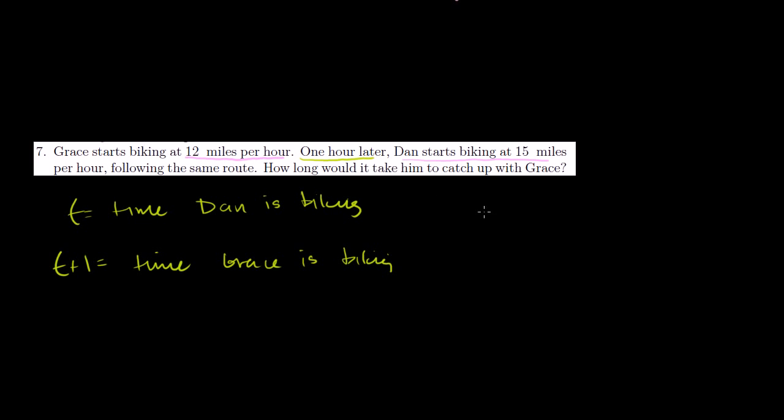And we just have to remember that distance is equal to rate times time. So Dan's distance is going to be equal to 15 miles an hour times the time in hours. This is Dan's distance. And then Grace's distance, let's say D for Grace, that's her distance is going to be equal to 12 miles an hour. And her time, in terms of t, is going to be t plus 1. She's going to always be traveling for 1 more hour than Dan. So 12 times t plus 1.